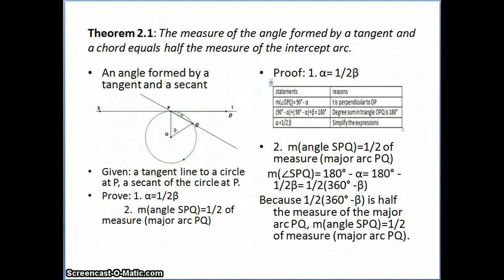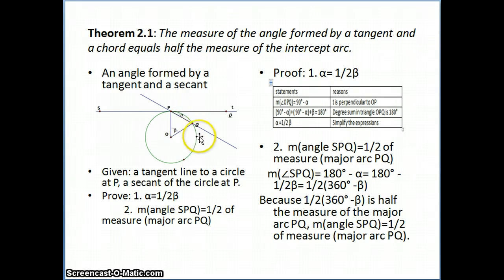Okay, theorem 2.1. The measure of an angle formed by a tangent and a chord. We have in this picture, ST is the tangent, and PQ is a chord. Or we can consider this whole line a secant. So we have an angle. If we forget about the circle, this is the tangent, this is a chord, and the angle formed by them, in the picture we use alpha to denote the measure. So this angle here equals half of the measure of the intercepted arc.